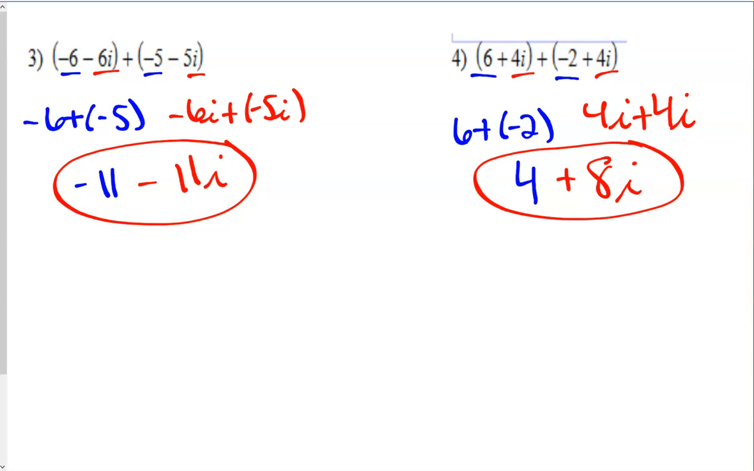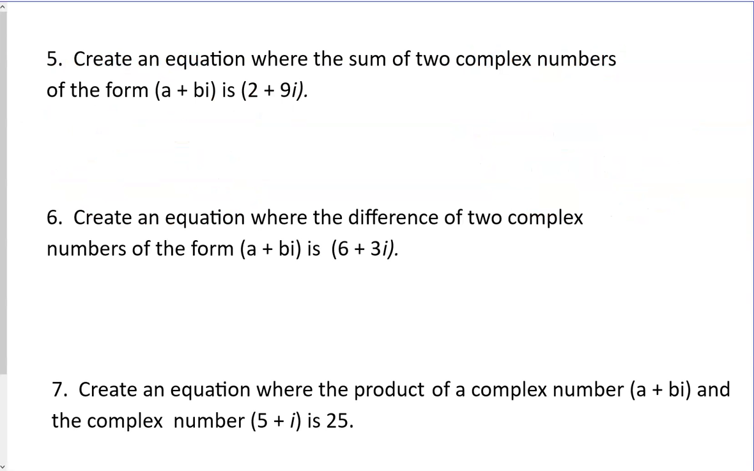All right, this might seem a little simple, but you are an honors class, so I'm going to make you think sometimes. So I like to make you make your own equations to result in something I want. So number 5 is saying create an equation where the sum of 2 complex numbers of the form a plus bi is 2 plus 9i.